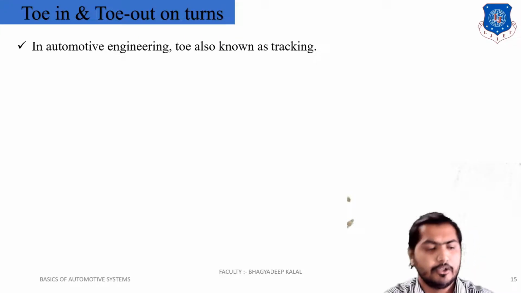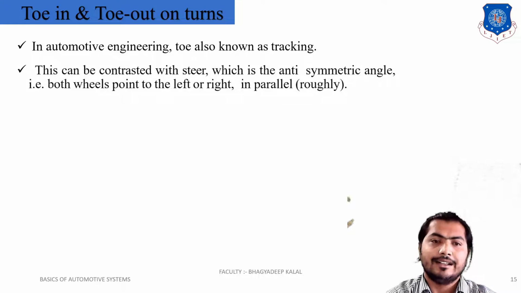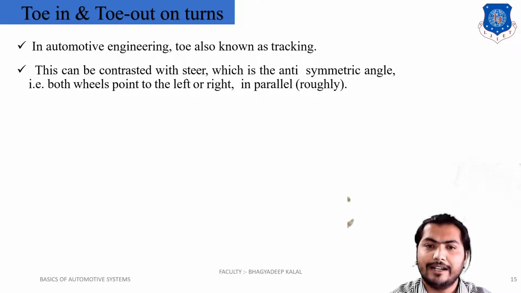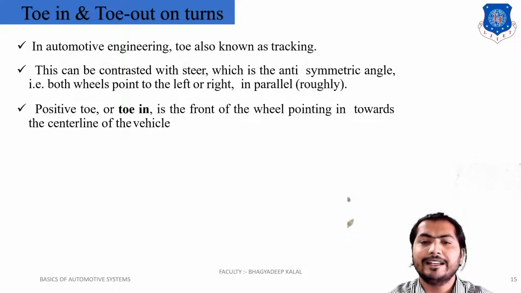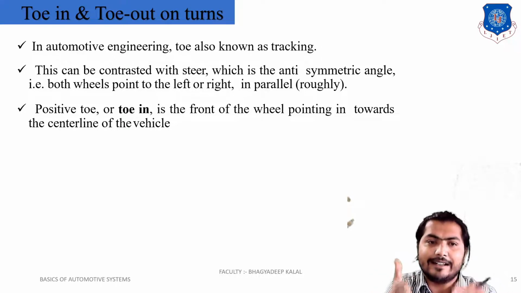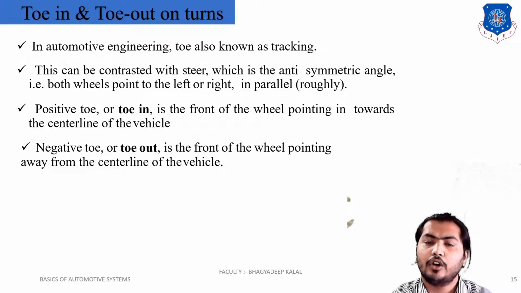In automotive engineering, toe is also known as tracking. What is the meaning of toe? Toe is nothing but pulling action. Okay, toe means pulling action. This can be contrasted with steer, which is an anti-symmetric angle, that is, both wheels point to left or right roughly in parallel. Okay, the positive toe, we can say toe in, is the front of the wheel pointing towards the center line, that is called toe in. If the wheel is like this, that is the toe out. Okay, negative toe or toe out is the front of the wheel pointing away from the center line of the vehicle.